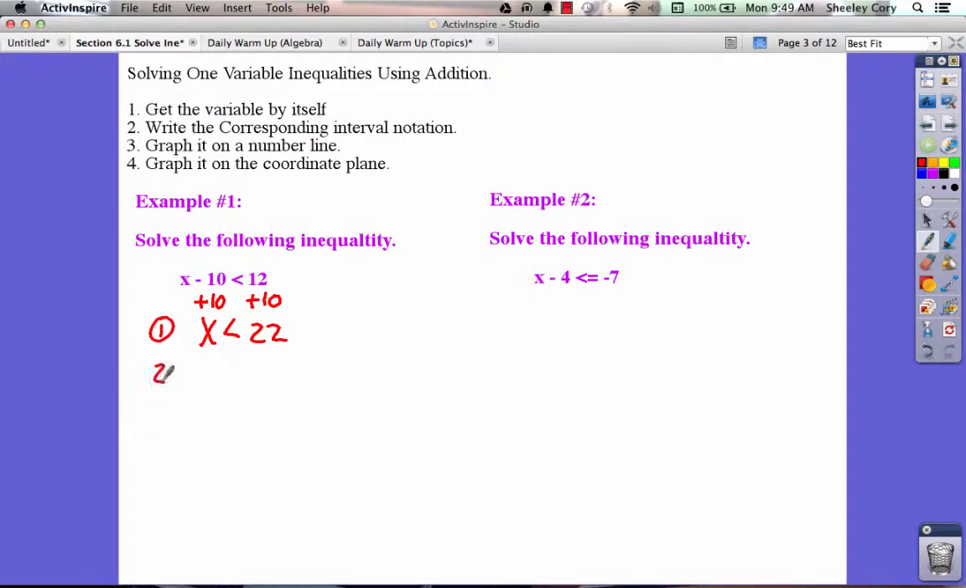Okay, step 2 is to write the corresponding interval notation. So there are 2 different symbols that you're going to use. You're going to use a bracket. A bracket means that it can be equal to that number. So bracket is can be equal. And a parenthesis is not equal.